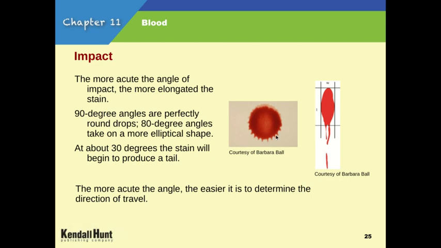Okay, so at 90 degrees, you get a round drop. So this one probably is just a little bit off at 90. You can see it's not quite perfectly round, and you've got spines only kind of on one side. So it's probably close to 90, but not exactly 90.